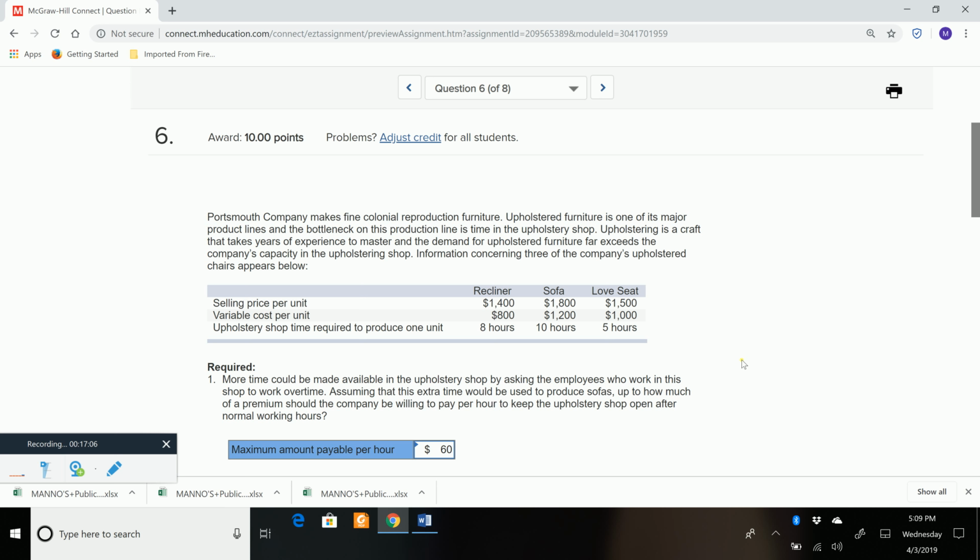So we have to find someone. We need a third party to help us. All right, now the bottom line is this. If we hire a third party, we want to make sure that we're not losing money. All right, if we're losing money, it doesn't make sense to utilize that third party. So the recliner sells for $1,400, and our variable cost per unit is $800. Sofa, $1,800 revenue, $1,200 variable cost, and the love seat, $1,500 revenue, less $1,000 variable cost.